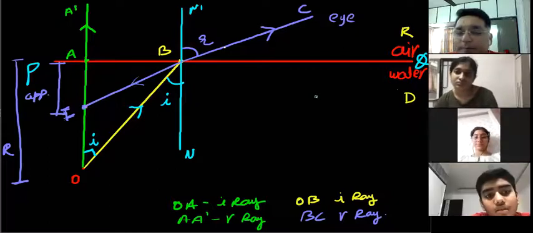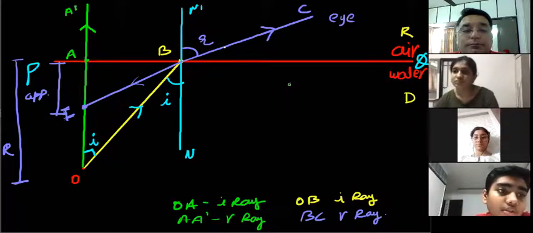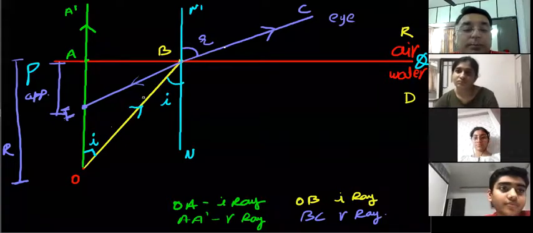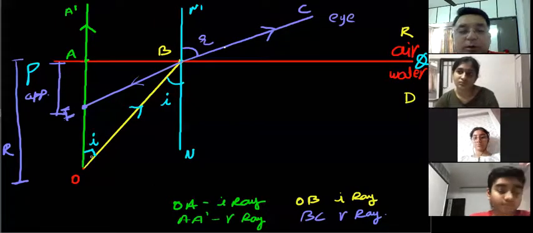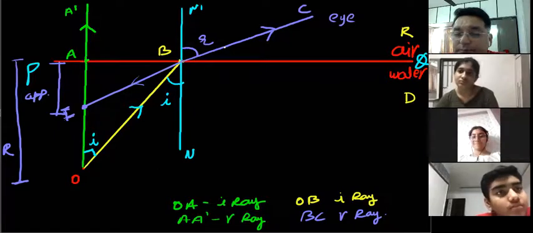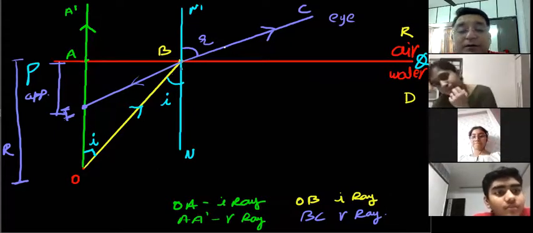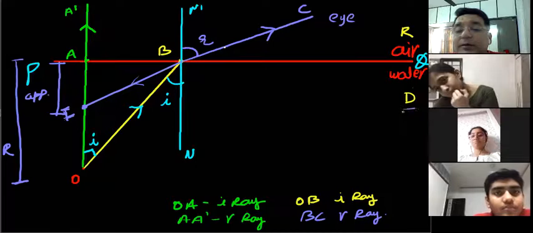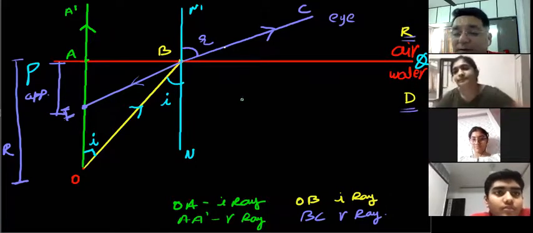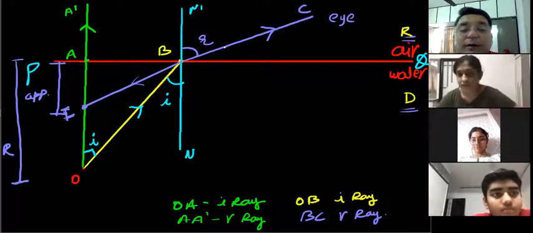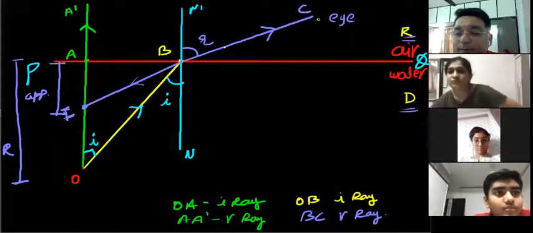Sir, please explain once more. What part? The second ray. Now remember, OB is our incident ray, the yellow line. B is our point of incidence, right? Now OB is going from a denser medium to a rarer medium, so there will be refraction of light. The refracted ray we call BC.